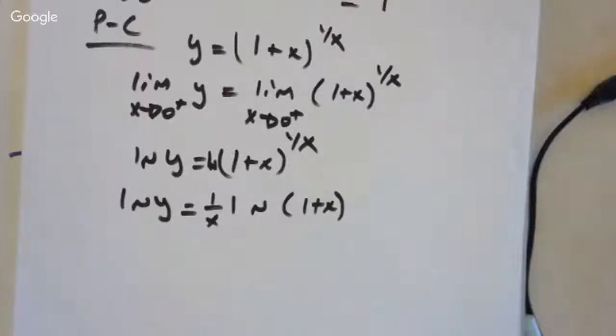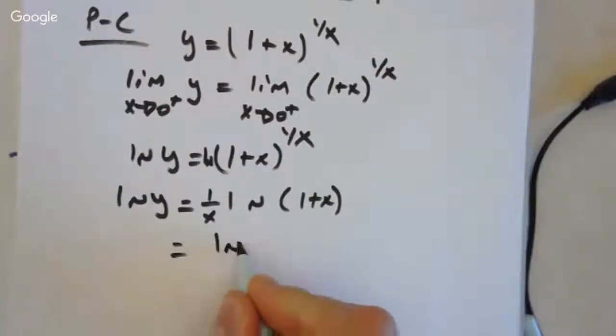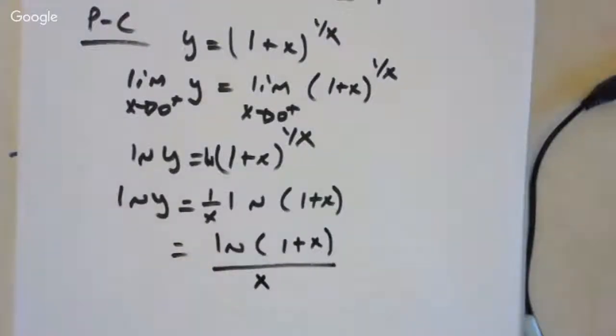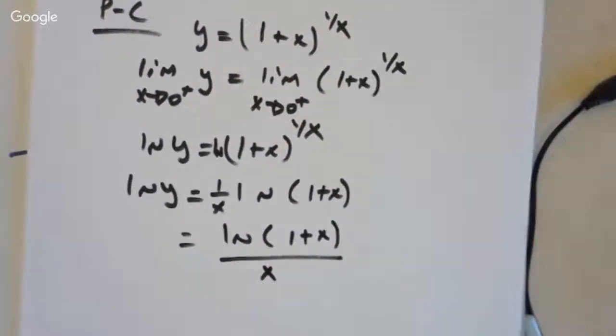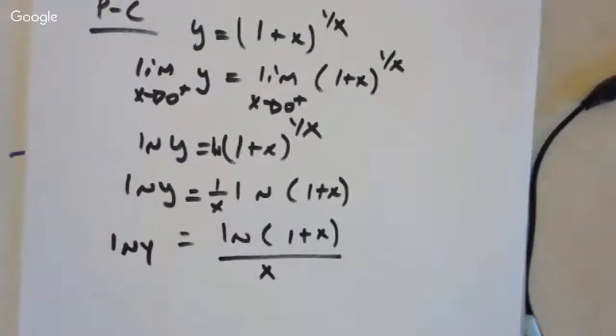And now you're kind of feeling, since you've done it a few times, that it's going to be in what form? One of those indeterminate forms you can use L'Hopital's for. So now let's just manipulate this side real quick. So I've got the natural log of (1 plus x) over x. Remember, that's not equal to y. That's equal to the natural log of y. So now I'm going to take the limit of both sides.